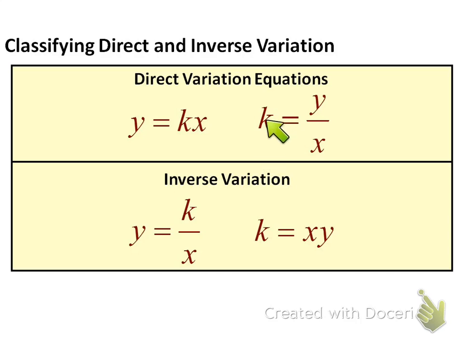Whenever k is by itself, a direct variation is a division between the x and the y. So I like to think direct means divide. Direct, divide. But that only works when k is by itself. And then for inverse, when k is by itself, x and y are being multiplied. They're in a line. So inverse, in a line, direct, divide. But that only works when k is by itself.